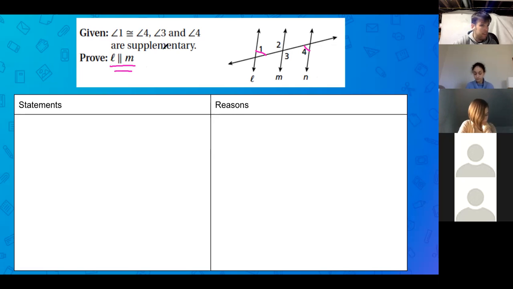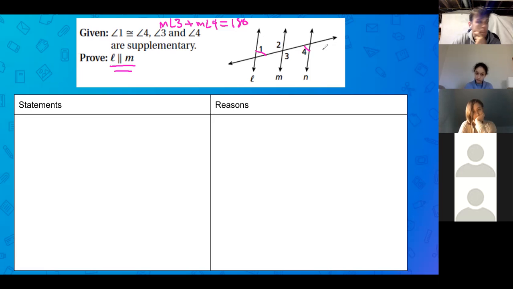This would also let us set up an equation, right? Angle 3 and angle 4 being supplementary would let us set up an equation that measure of angle 3 plus measure of angle 4 equals 180. That might be useful. It might not. I don't know yet. I'm just trying to think about where we're trying to get. Okay. L and M are parallel. So these are these lines.